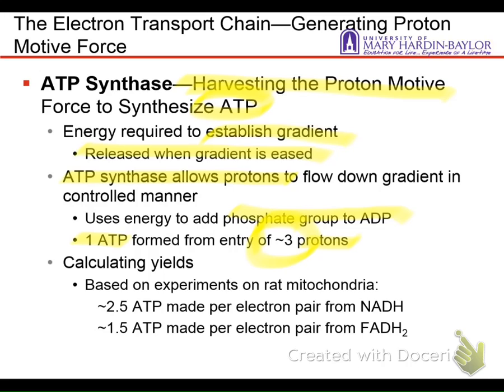So we can calculate the yields, and most textbooks say 3. This one says about 2.5 ATP from the electrons that NADH releases, and about 1.5, most textbooks say 2, for FADH2. Why the difference? They're both donating 2 electrons. Why does FADH2, if we go with whole numbers, only give 2 ATP, and why does NADH actually generate 3 ATP? What do you got?